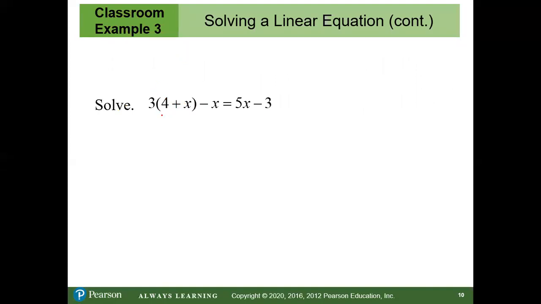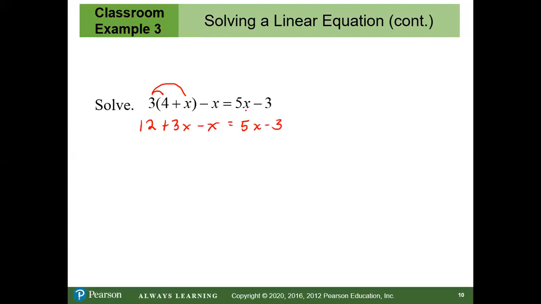And most of us in the class realize that in order for these parentheses to go away, you need to use what's called the distributive property of multiplication, which means this 3 is going to get multiplied into both the 4 and the x. So that will give us 12 plus 3x minus the original x that's over there is equal to 5x minus 3.